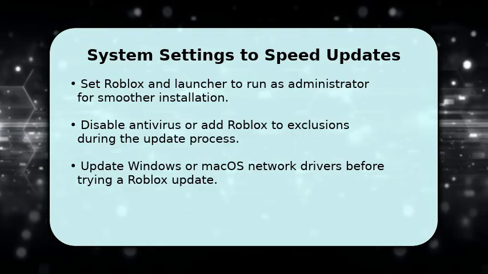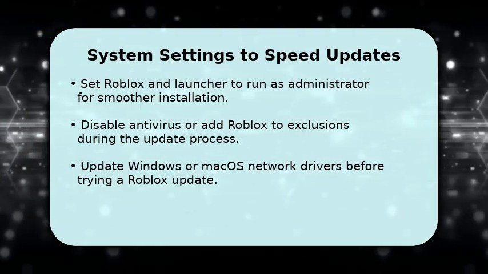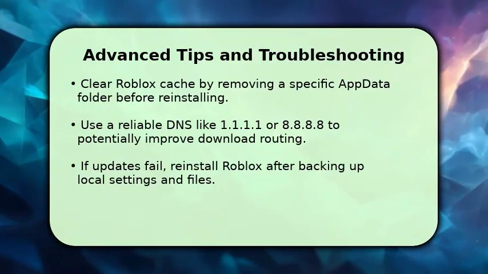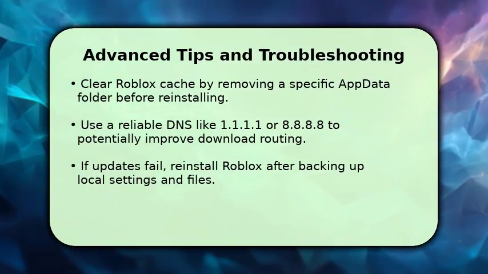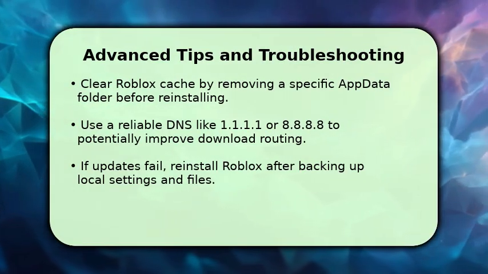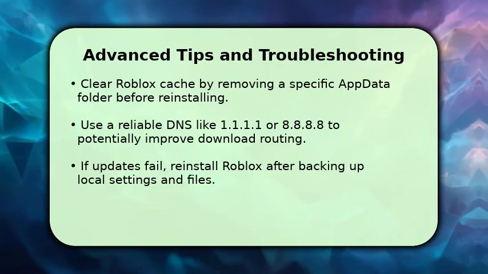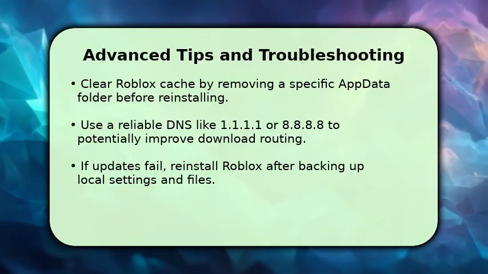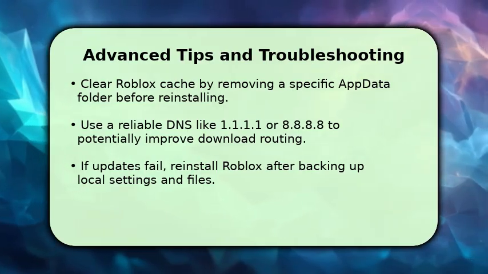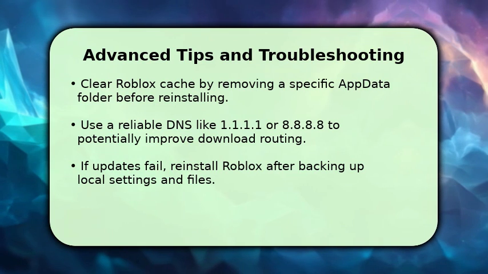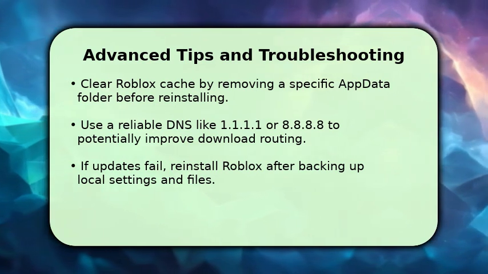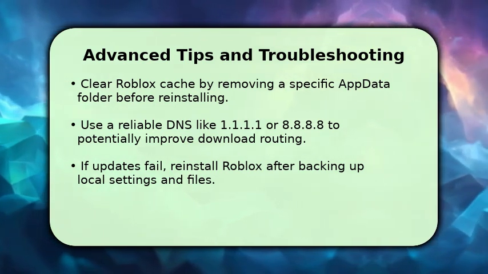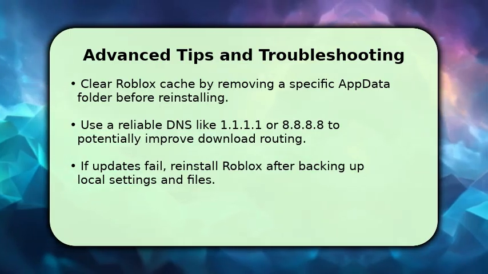Finally, apply advanced optimizations and troubleshooting if updates stall. Clear Roblox cache by removing the Roblox app data folder before reinstalling, then relaunch the launcher. Use a reliable DNS like 1.1.1.1 or 8.8.8.8 to potentially improve download routing and reduce time. If updates fail repeatedly, uninstall Roblox and reinstall after backing up local settings and files.